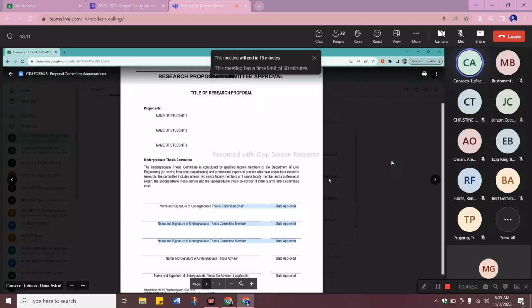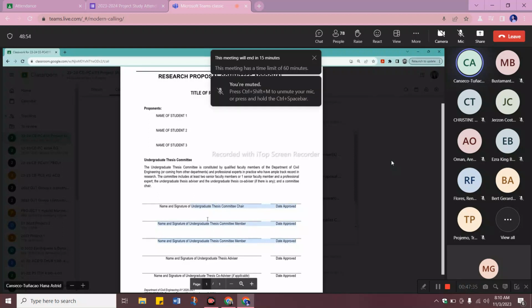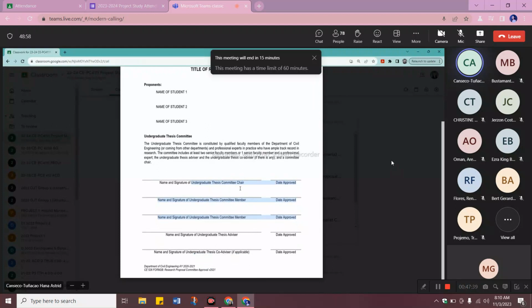So when will the panelists sign? After your proposal hearing, there will be comments and suggestions. You approach your panelists about the revisions to be made, you revise the paper according to their comments and suggestions. Once the panelist is okay with your work based on the required revisions, then they will sign here. You get the signature from all your panelists, and that's okay. But please take note, before the panelists sign, you get comments and suggestions from panel 1, the same for panel 2, and the same for panel 3.